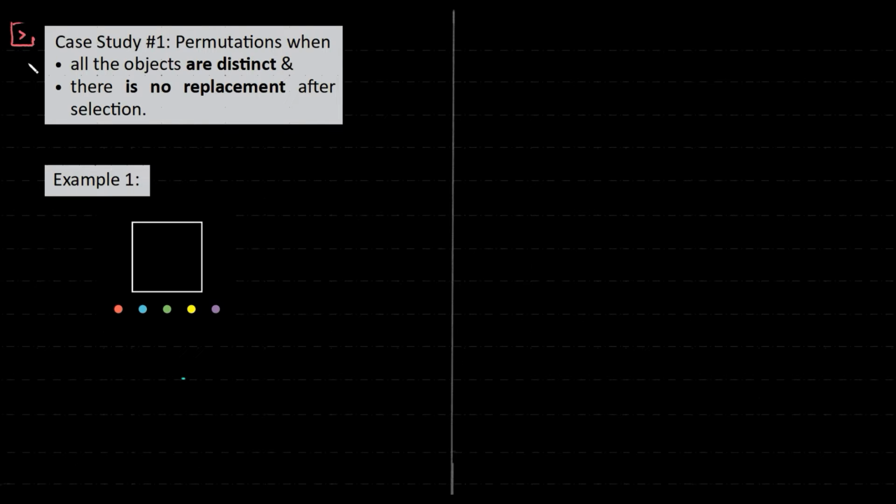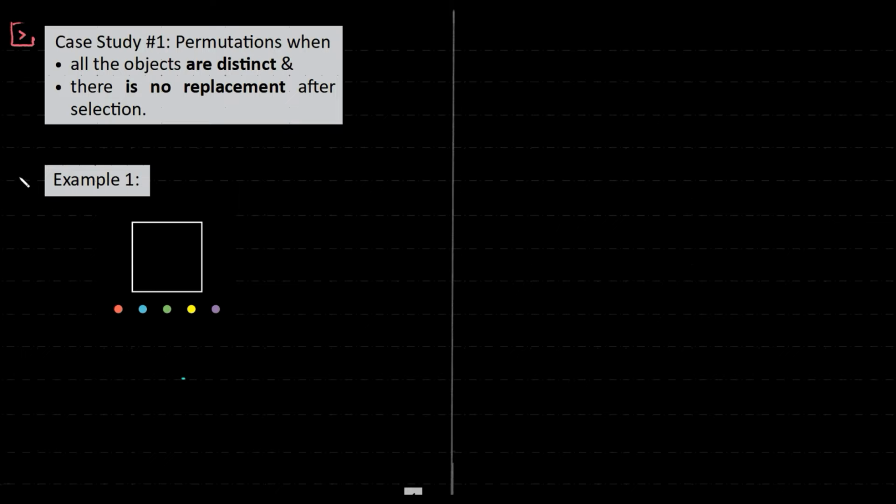Let's look at the first formula of permutation. So there are 2 to 3 different cases. The first case being all the objects are distinct. For example, I have here selection and then arrangement of this set of things wherein each of this is different. There is no replacement after selection.